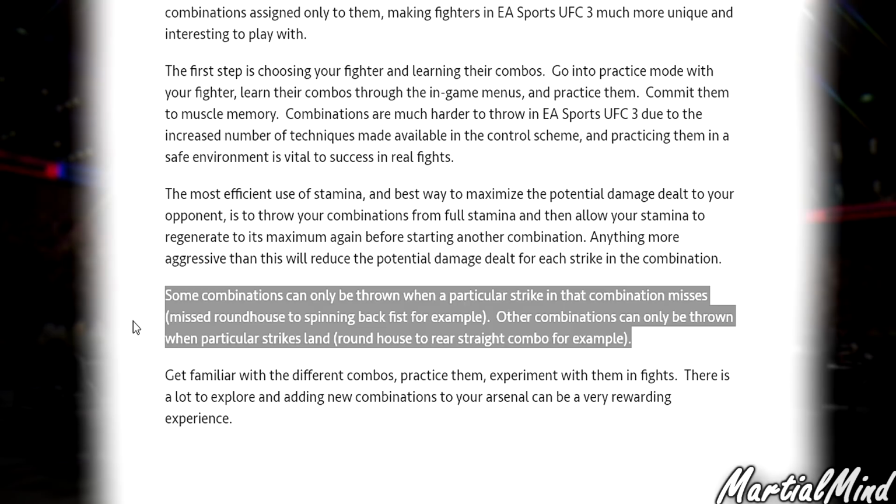And not just that, some combinations will only flow when a strike misses first. An example of this is a roundhouse that misses into a spinning back fist. And some of the combos themselves can only work when the first strike is able to land. An example of this is the roundhouse followed by a straight.